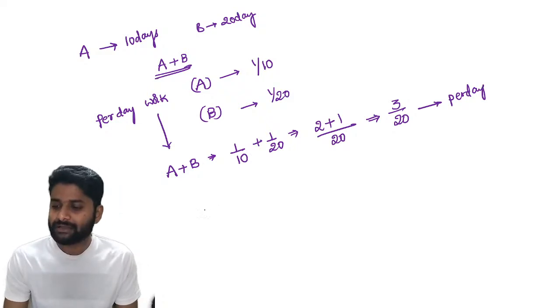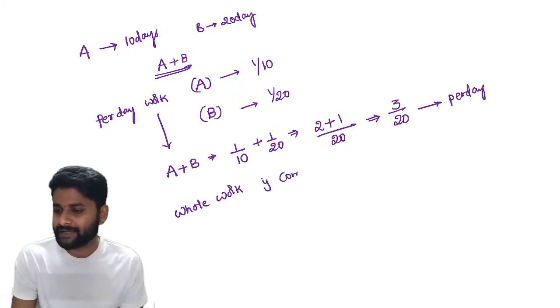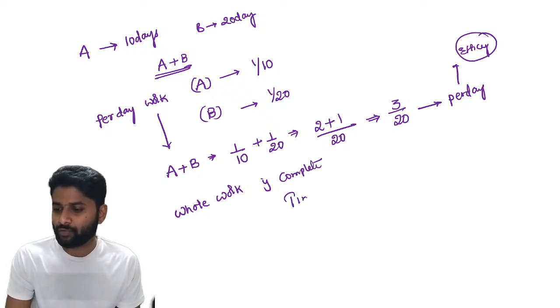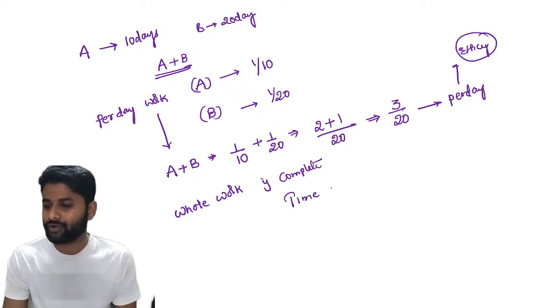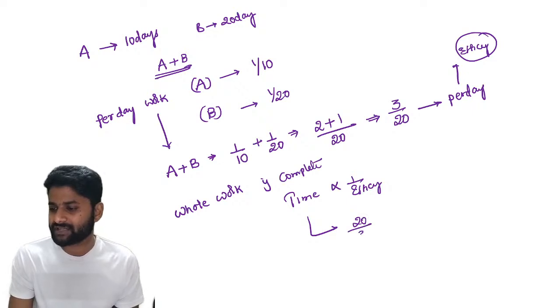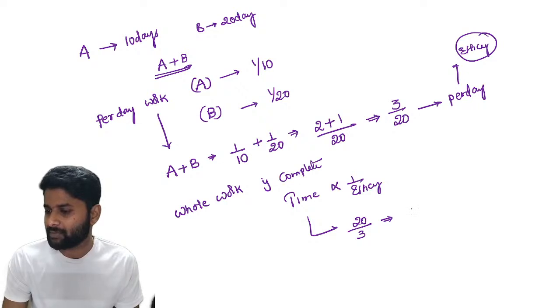But my question, then the whole work is completed in how many days? As you are aware, per day is all about efficiency. If you want the time taken to complete the whole work, time is inversely proportional to the efficiency. Then for the time you have to reverse that fraction. It takes exactly 20 by 3. So 20 by 3 is 6 2 by 3 days.